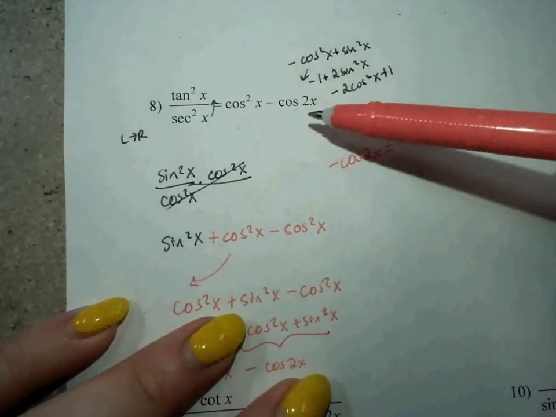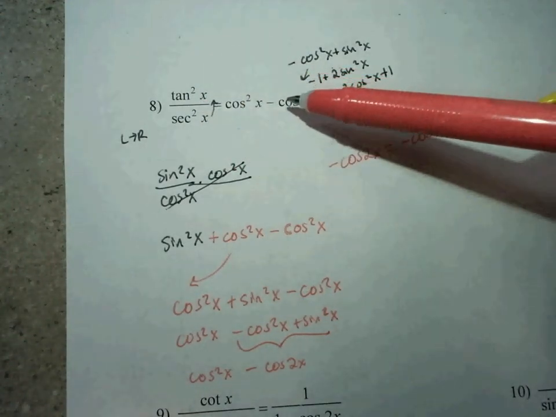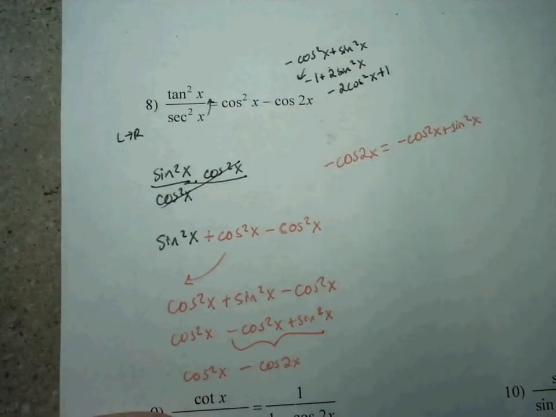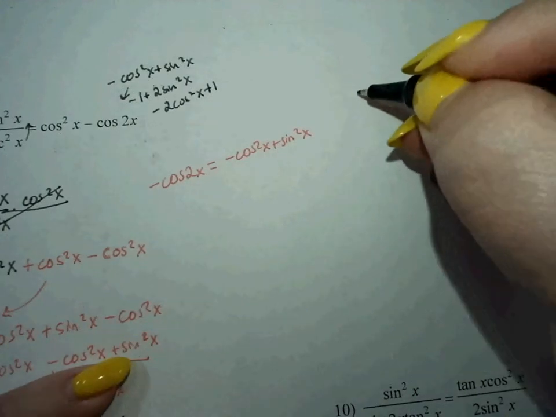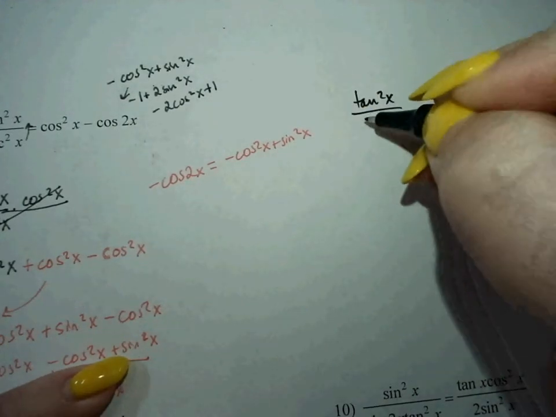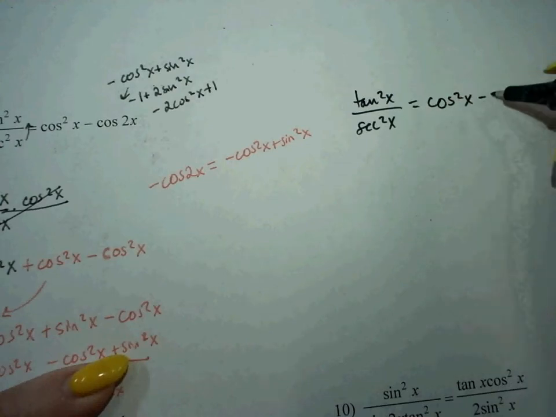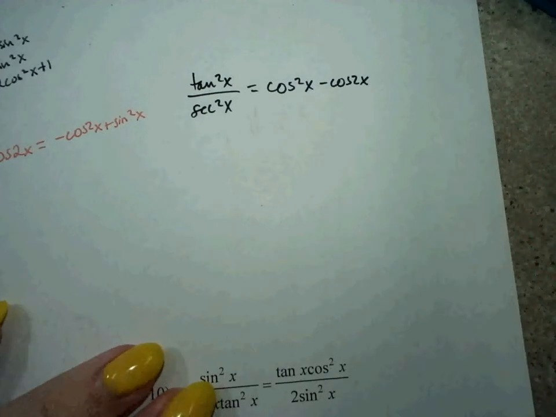But the only way that I could do this is by thinking about both sides at one time, okay? Because it's not just going to pop out at you what I can do from here to get to there, unless you also think about what's happening to this side, okay? So I'm going to work the problem again, but from the other side. So tan squared over secant squared equals cosine squared minus cosine of 2x.